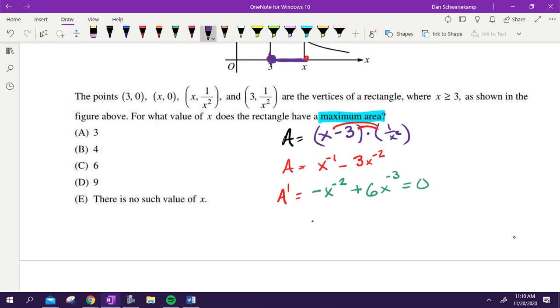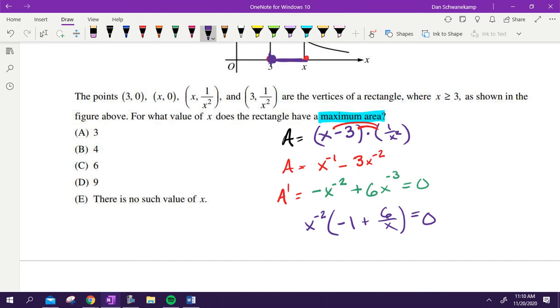Yeah, so we're going to take out an x to the negative 2. If I took that out of this first one, it would leave me with negative 1. If I took it out of the other one, it would leave me with 6x to the negative 1. And instead of 6x to the negative 1, I'm going to write that as 6 over x. Okay, just be fluid and be able to move back and forth.